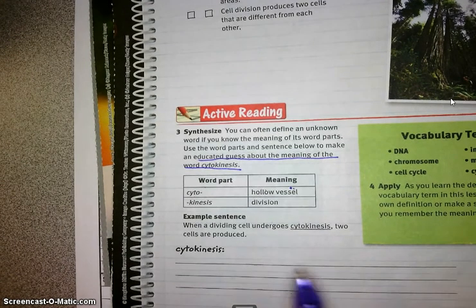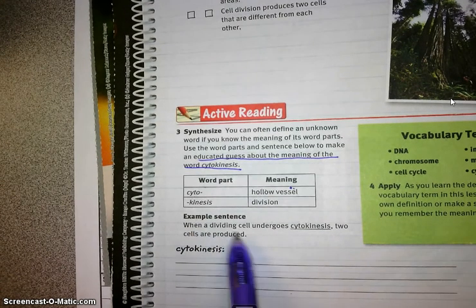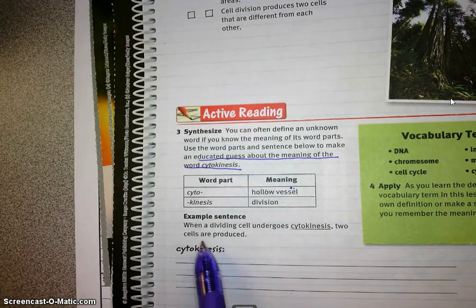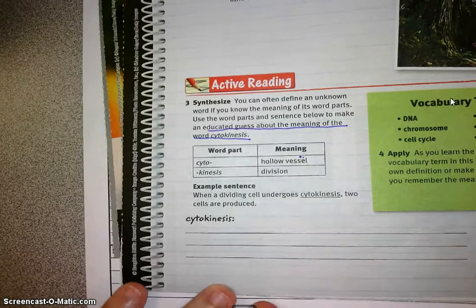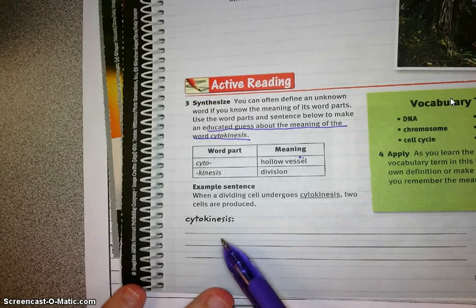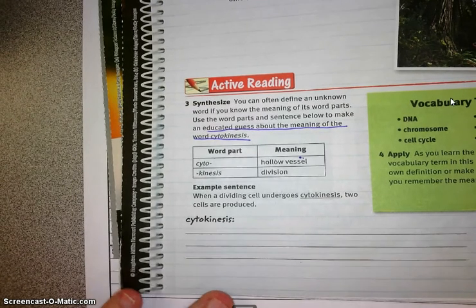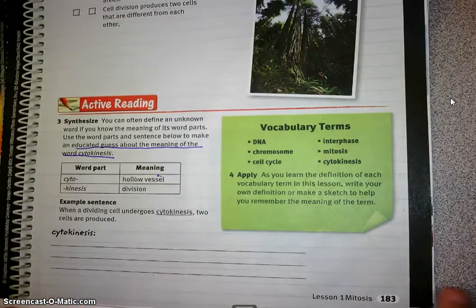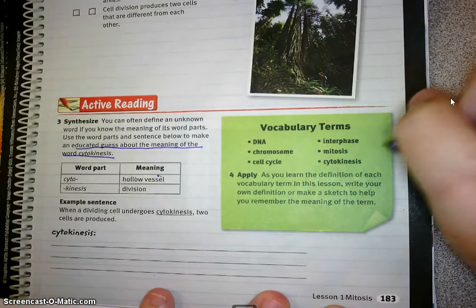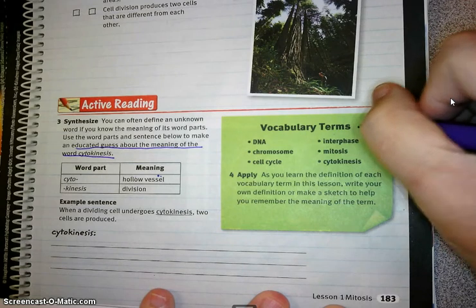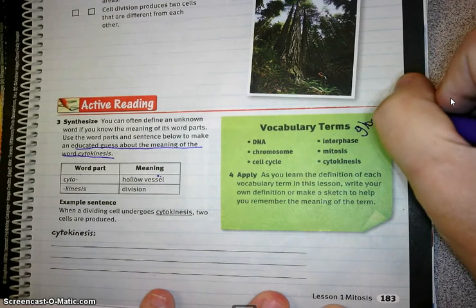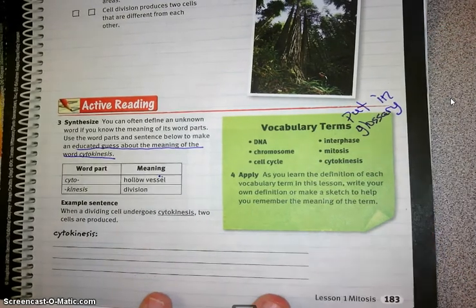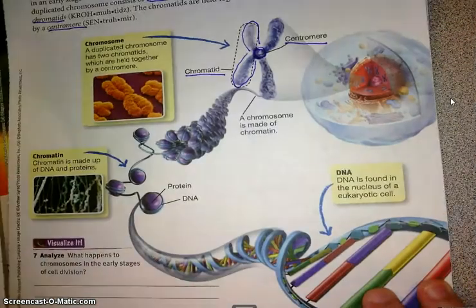Cytoplasm, right? The example sentence is, when a dividing cell undergoes cytokinesis, two cells are produced. So go ahead and write what you think the meaning of cytokinesis is. Give you a second to do that. And then the vocabulary terms, after we've done the unit, we're going to put these in the glossary. So I'm just going to put a little reminder that later we'll put those in the glossary. Okay?